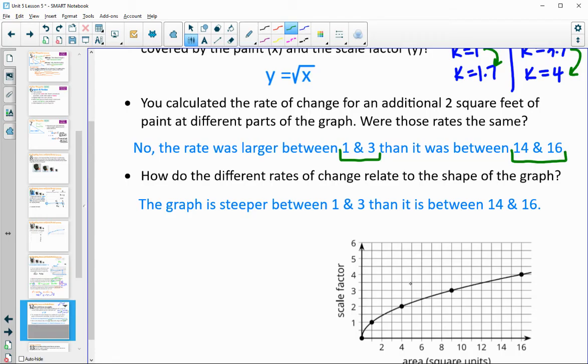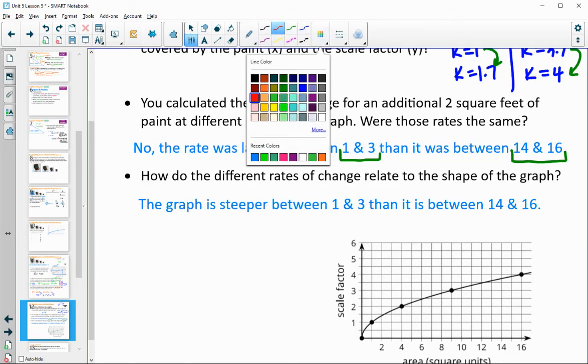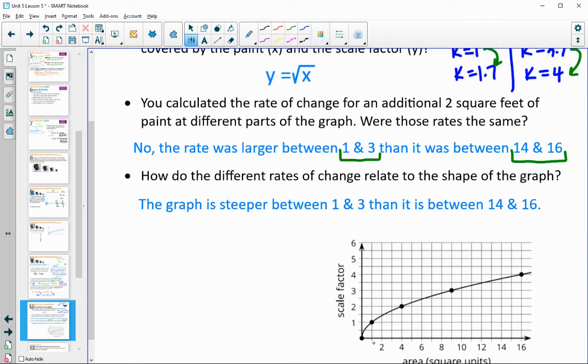And so you can see that when you look in the graph. So if we look at the graph here, from 1 to 3, okay, so you're looking at this chunk of the graph, that's steeper than the graph from 14 to 16, so it kind of flattens out here. So if I grabbed this one and moved it over here, you see how it's a flatter slope than it is right here. So the rate of change is higher here, okay, and it flattens out in this curve, okay?